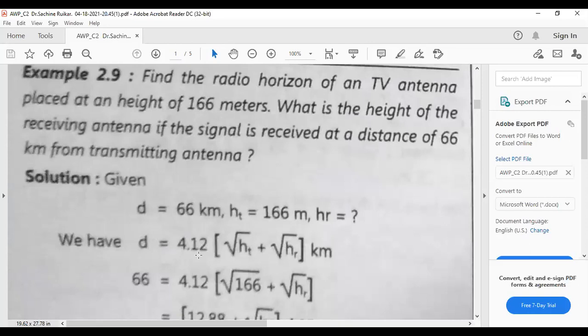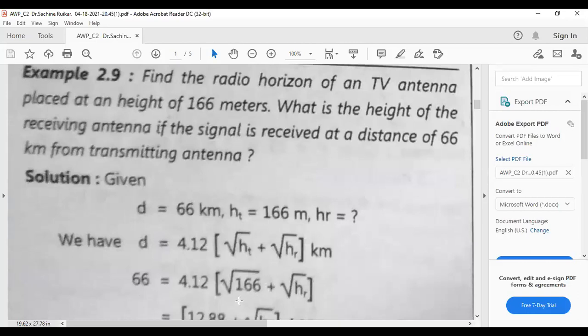This distance can be calculated as D = 4.12 (root of HT plus root of HR) in kilometers. Here HT is the transmitting height of the antenna and HR is the receiving height of the antenna, along with the 4.12, which was derived and calculated from the actual parameters by considering skywave propagation. We have already studied this. Substitute the value of D, that is 66.